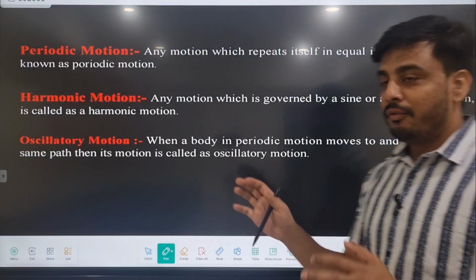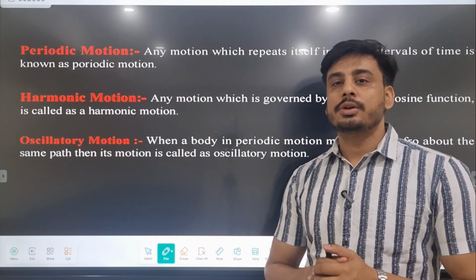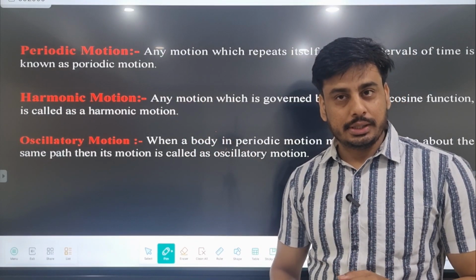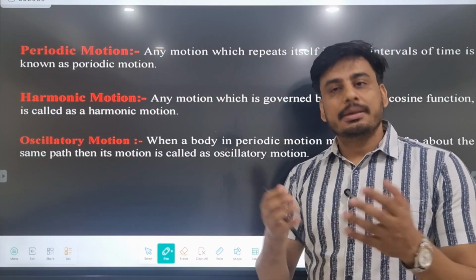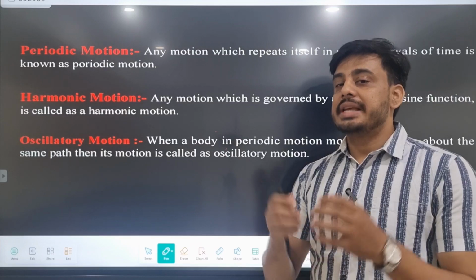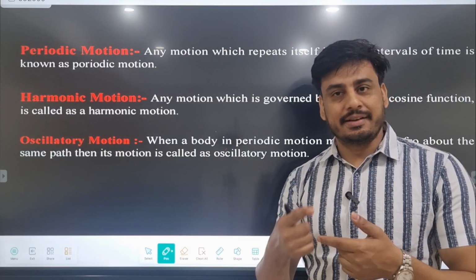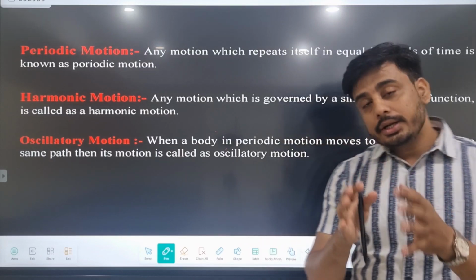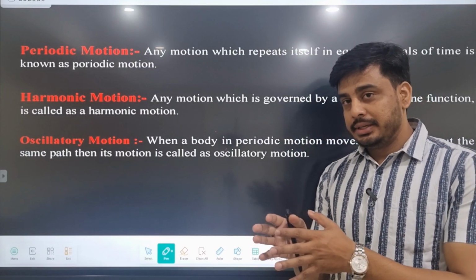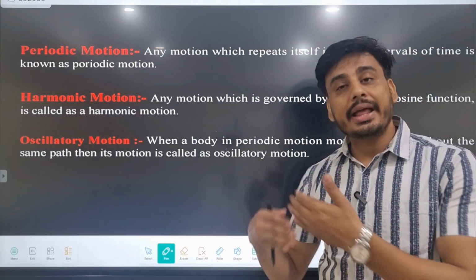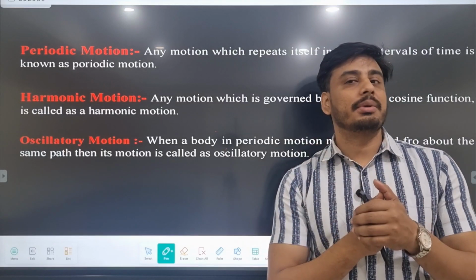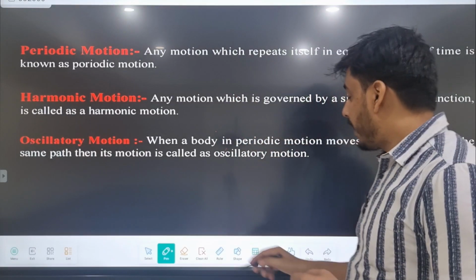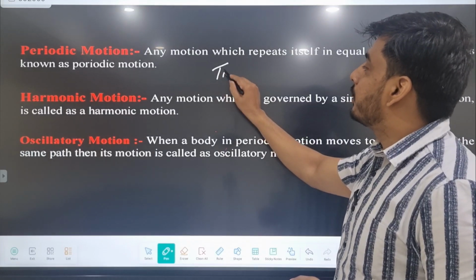So the first thing, before going to simple harmonic motion, we have to know some basics. One is periodic motion. You must have known about periodic motion. That means any motion which repeats itself in equal intervals of time. After a particular interval of time, if the same motion is repeated again and again, that is said to be periodic motion. That interval of time is said to be the time period.